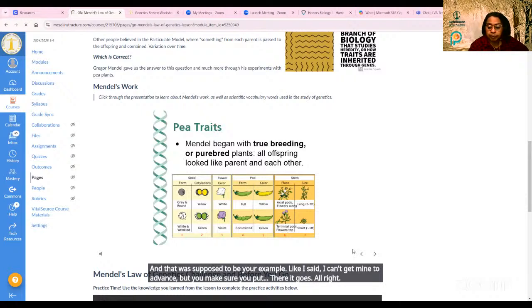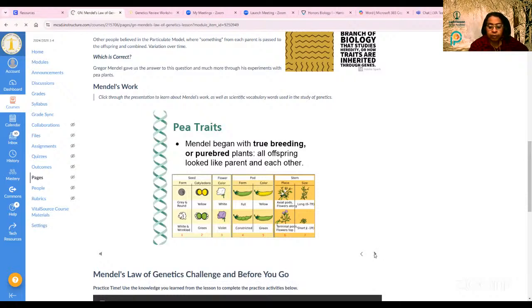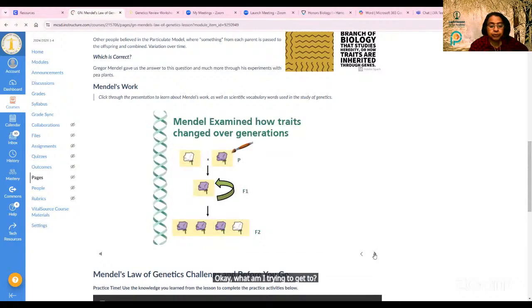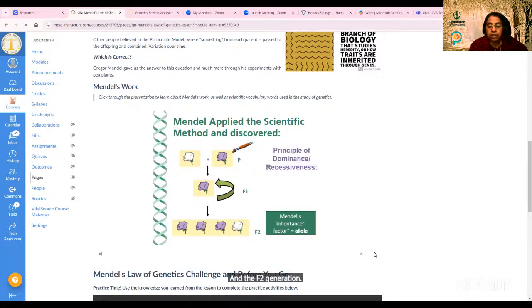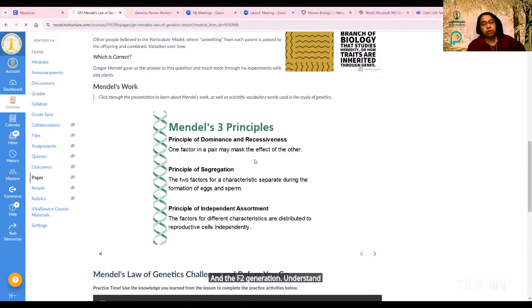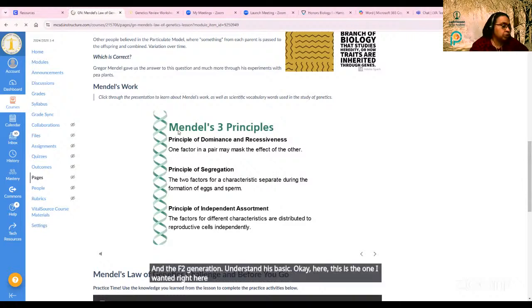Okay, what am I trying to get to? All right, so this one, you make sure you understand the parental generation, the first filial generation, and the F2 generation. Understand his basic, okay, here, this is the one I wanted right here, his three principles.